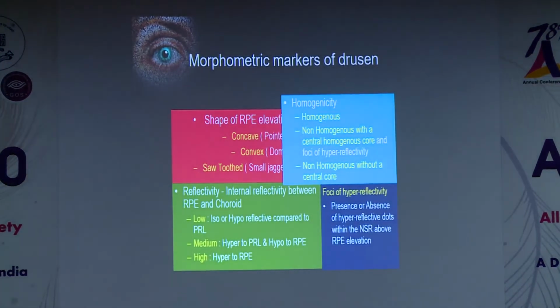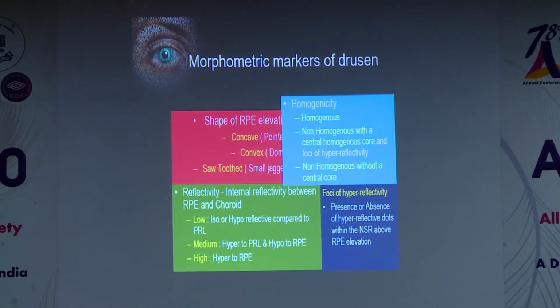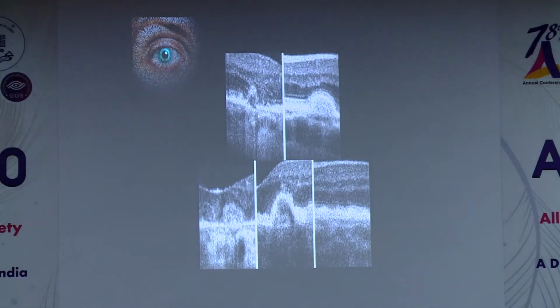Even a drusen can be categorized into many types. They're called concave, convex, dome shape. You can call them homogeneous, heterogeneous. About the reflector, I'll just show you. You call it a convex drusen if it's dome shaped, a concave drusen if it's sharp. This is a drusen which is homogeneous inside. This is a drusen which is heterogeneous inside.